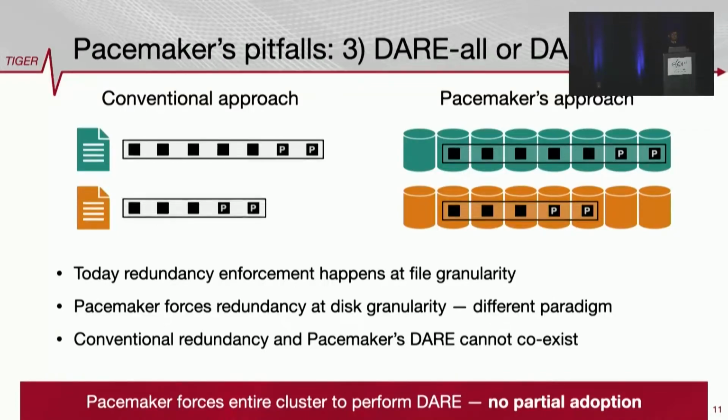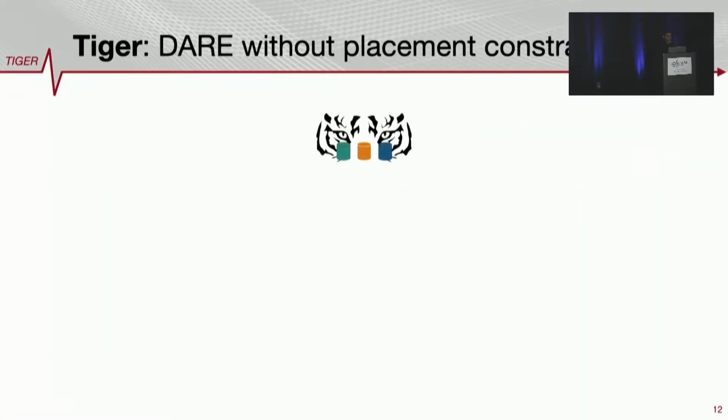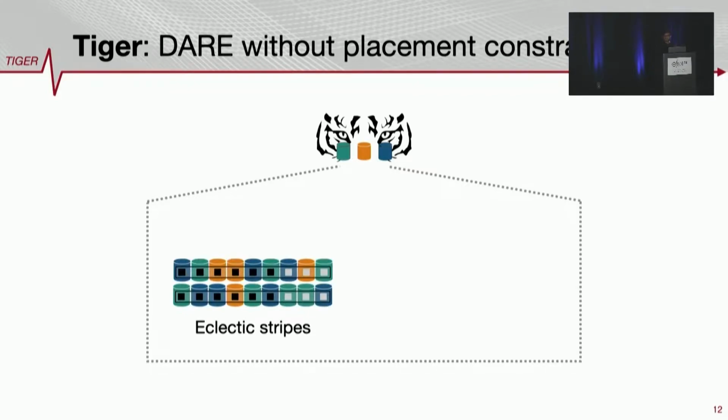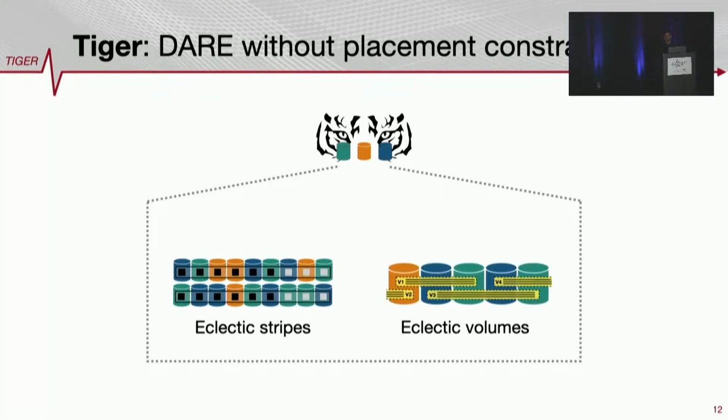So, to solve these problems, we came up with a new system called Tiger, which performs disk adaptive redundancy without placement constraints. And it does this with the help of two primitives, eclectic stripes and eclectic volumes. I'll go ahead and explain what these mean.